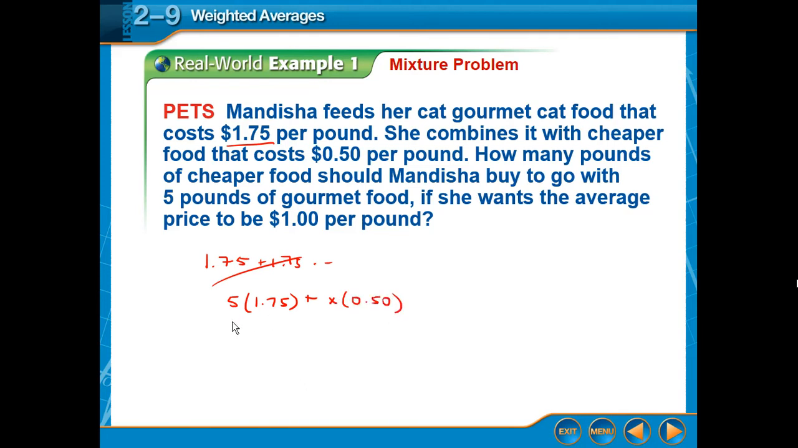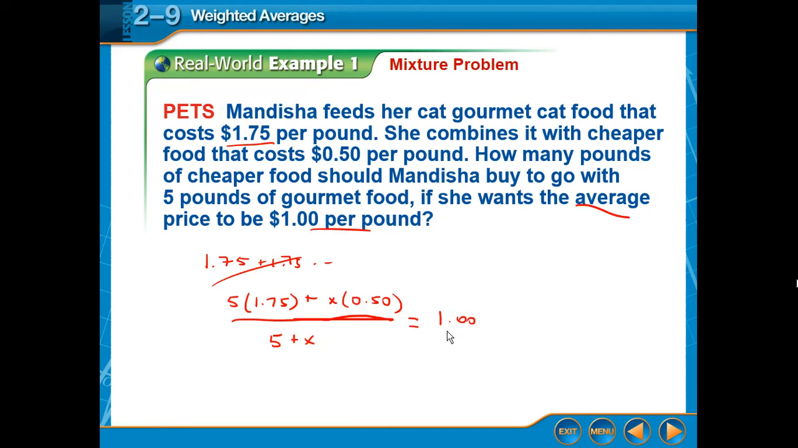For the total amount that she bought, she bought 5 that were $1.75, so there's 5. And we still don't know how many she bought of the other one, so we're going to call it x. And they say the average is $1. We want the average price to be $1 per pound, so it's going to be 1. Okay, so then I just want to solve this.